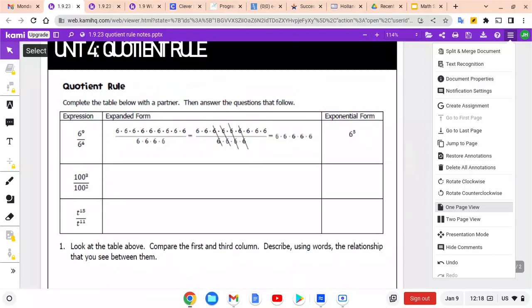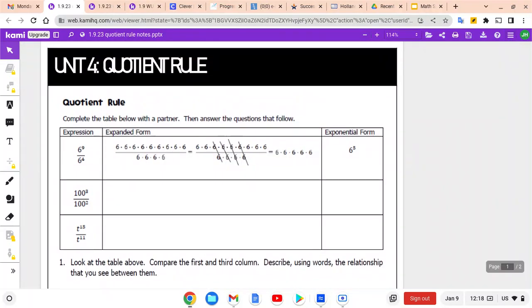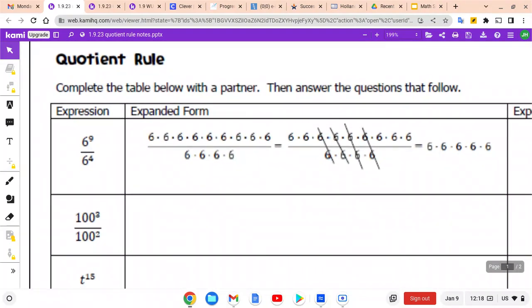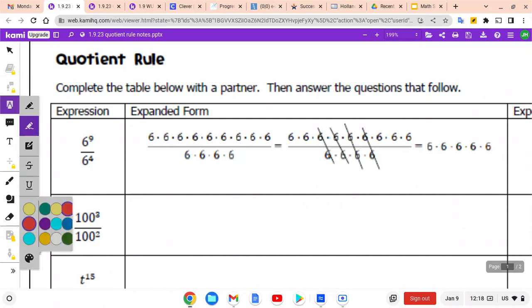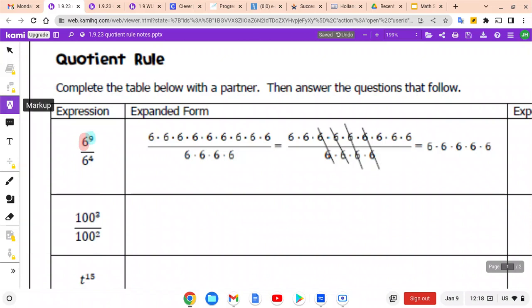Hello, everyone. This lesson is over the quotient rule for simplifying exponential expressions. Remember that the big number is the base. So if you have 6 to the ninth power, the base is 6. But the exponent or power is the floating number. So in that case, it'd be 9.